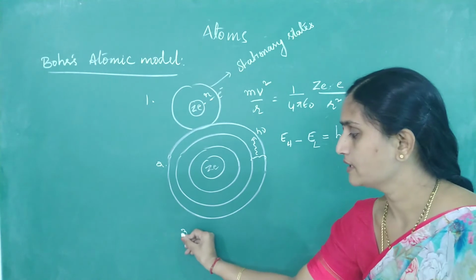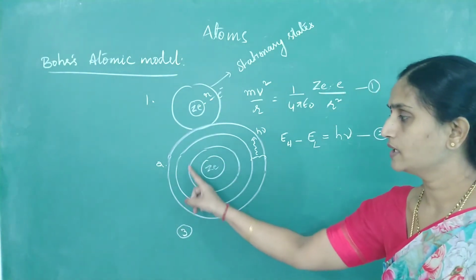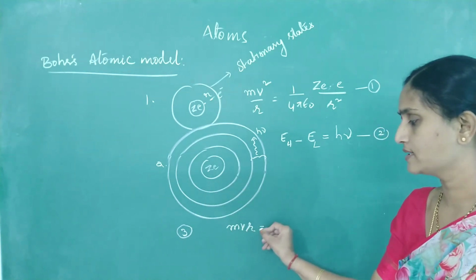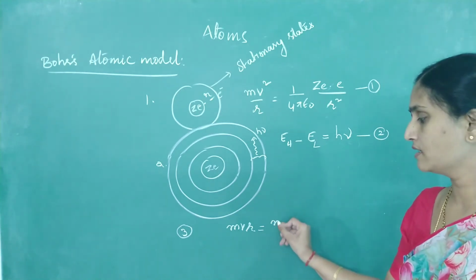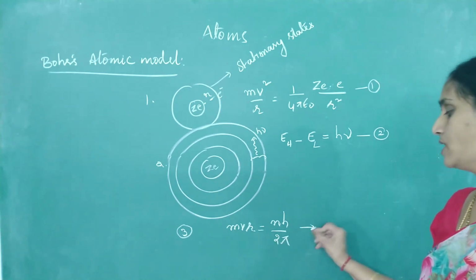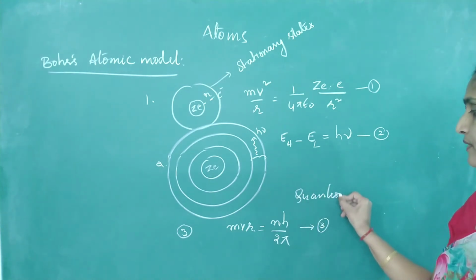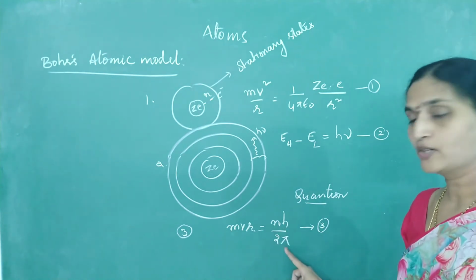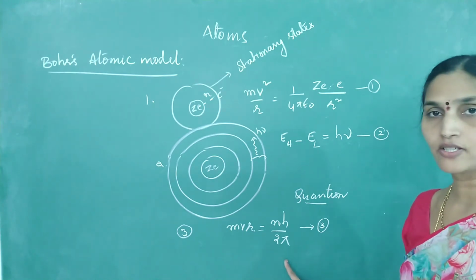The third postulate is called the quantization condition. An electron can revolve in an orbit only if its angular momentum is quantized. That means for an electron in an orbit, angular momentum is an integral multiple of h by 2 pi. This condition we call Bohr's quantization condition. We have already seen in de Broglie's waves, mvr is equal to nh by 2 pi. The significance of de Broglie's equation also explains Bohr's quantization condition.